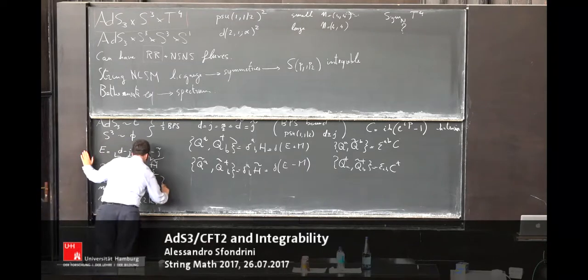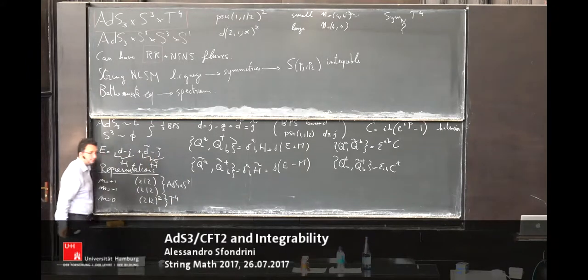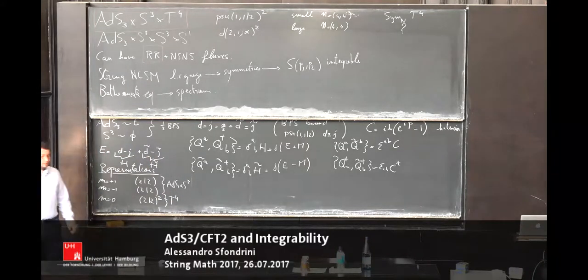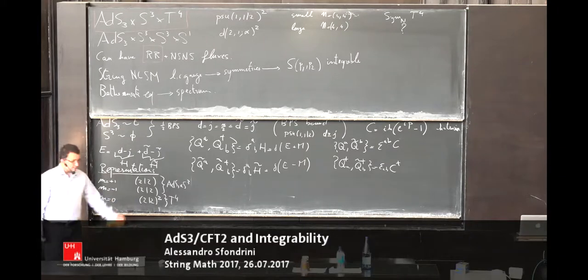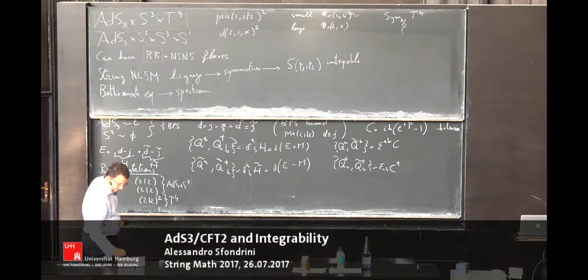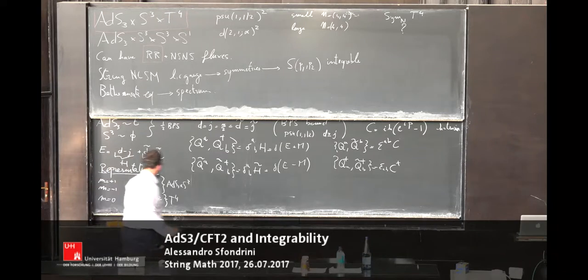And morally, these guys come from AdS3 x S3. The bosons are the transverse coordinates in AdS3 x S3, and these guys come from T4. And another very important thing is that this representation here has a nice property. It is short.